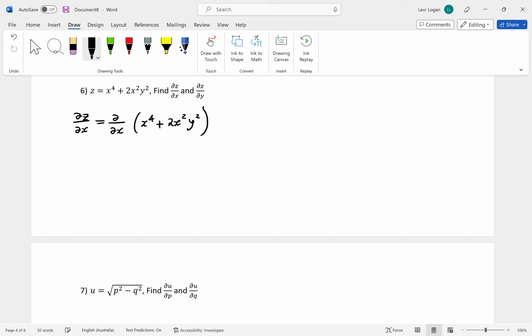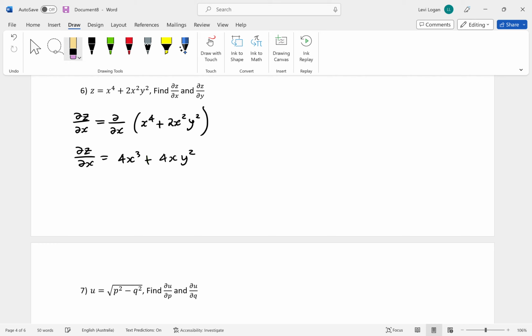Differentiating x to the power of 4: bring the 4 down the front, subtract 1 from the power, so delta z over delta x is going to be 4x cubed. This here, we don't care about our y squared, we just leave that alone. Just differentiate this thing here. Bring the 2 down the front, we're going to have 4x, and the y squared stays because it's a constant. Boom, that's that derivative done.